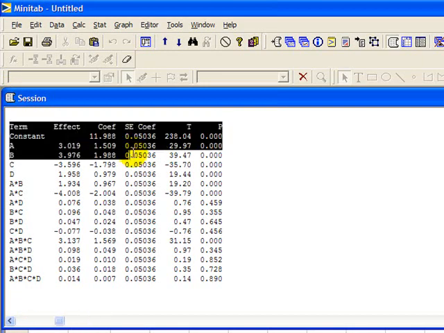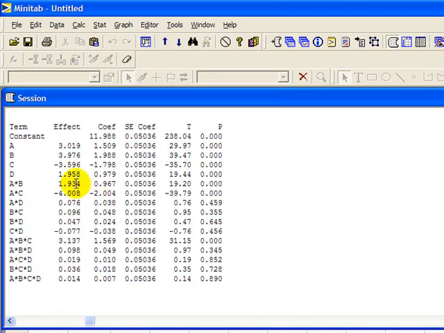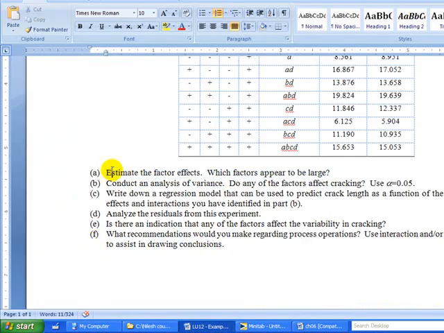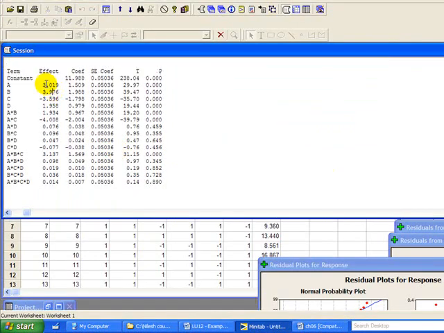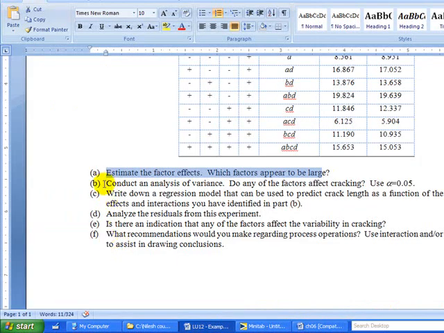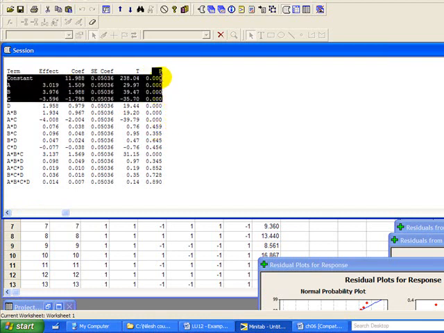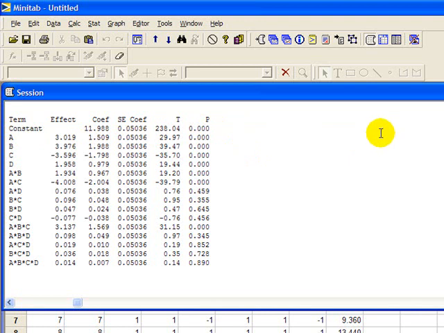If we look at this table here, we will see that in the first column we have effect, the values for the effect that answers our first question, estimate the factor effects. Next the question is, conduct an analysis of variance and do any of the factors affect cracking. If we look at this table and these p values, it will tell us which factors are significant, which factors are affecting the response variable.